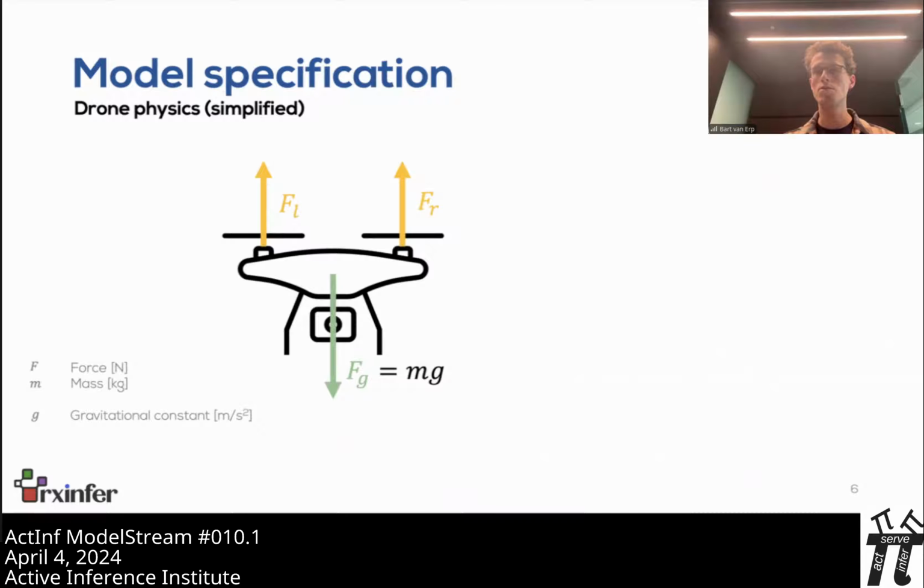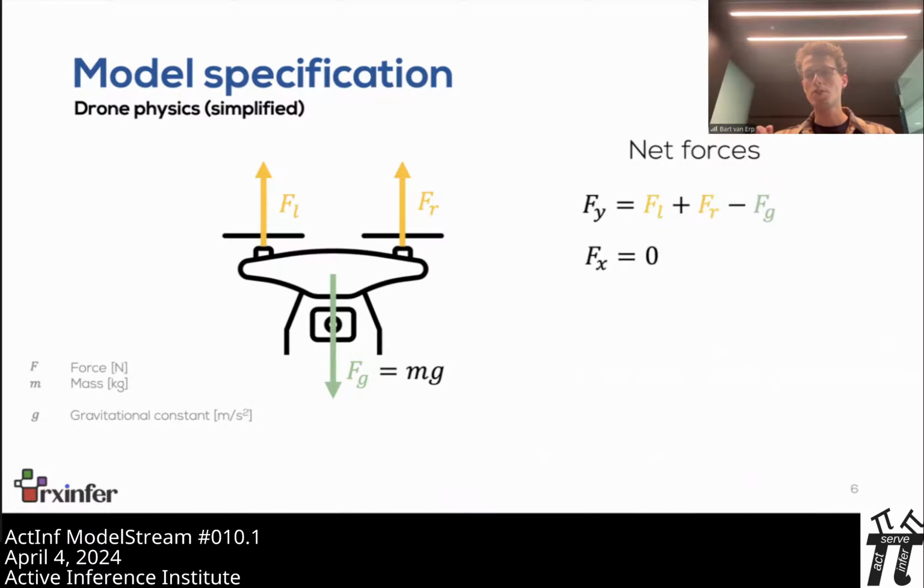Well, combining these two forces allows us to either increase or decrease the altitude of this drone and make it fly. That's the entire goal. In the end, the goal will be to come up with these forces, these FL and FR, such that our drone flies from location A to a location B.